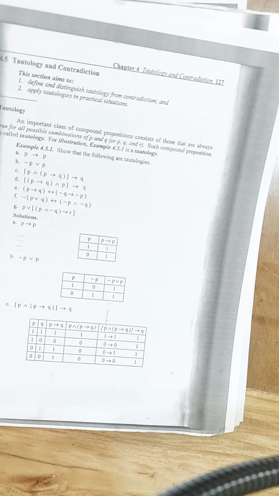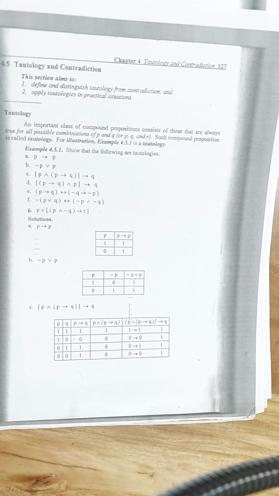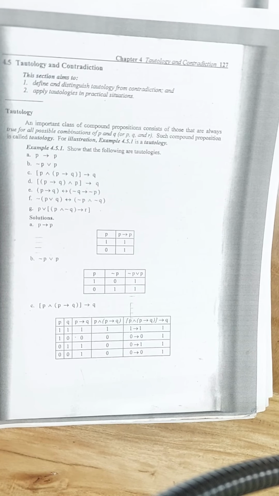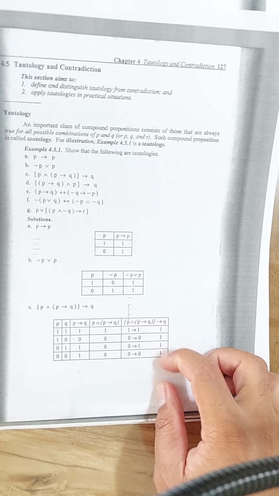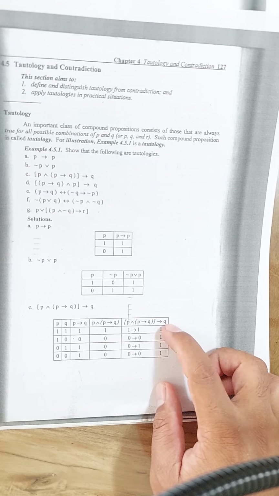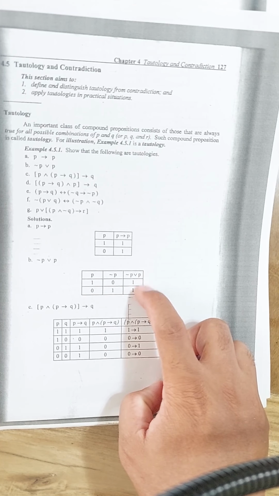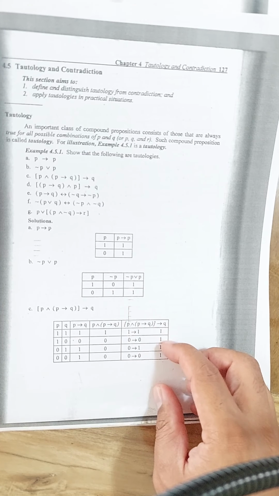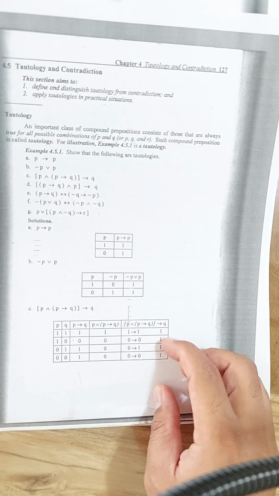Okay, next is tautology and contradiction. Tautology siya if the truth values are all true, no? This is tautology. Here. Okay? So in this case, ang answer niya puro 1, so meaning puro true tanan.